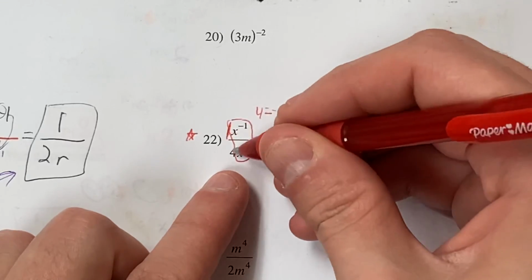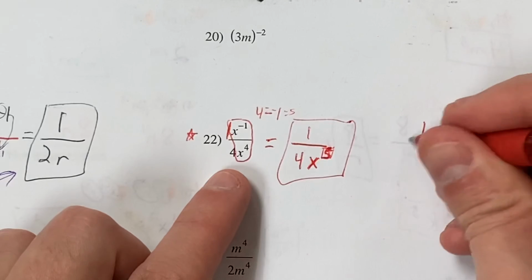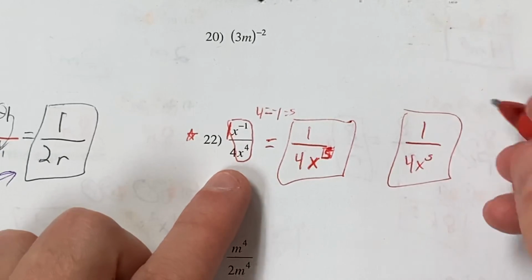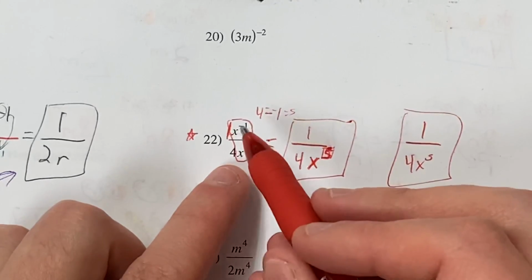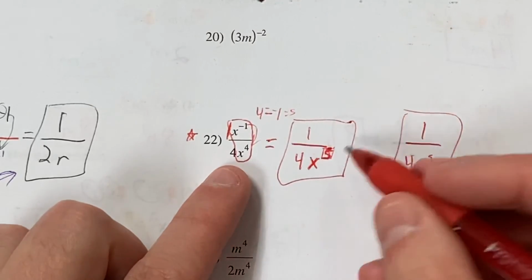And as for the numbers, it's just a 4 on bottom, so it's going to be a 1/4 like that, or to clean it up. That's the final answer. You could, of course, say x to the negative 1. Negative 1 is going to take this and put it on the bottom, so then you still end up with x to the 5th on the bottom.